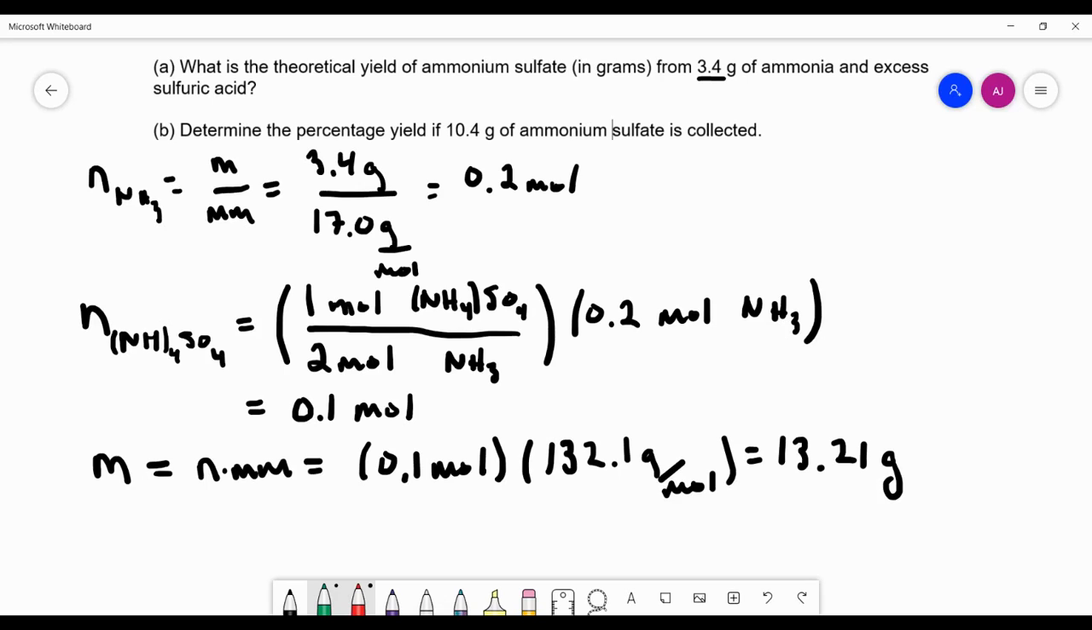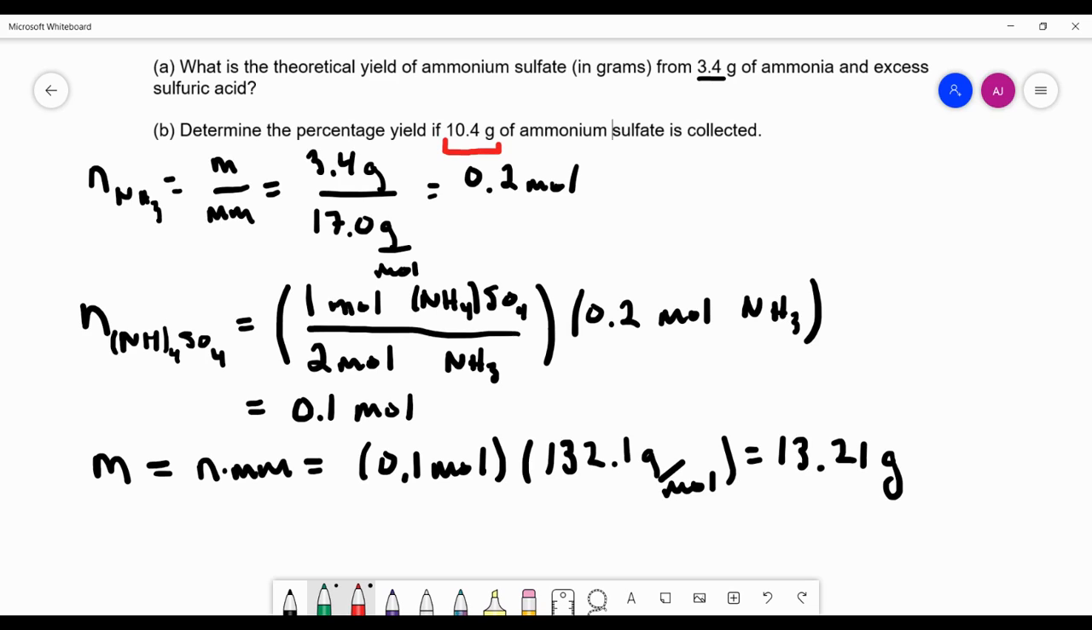Now that we've calculated the theoretical yield, let's find out the percentage yield. Question B gives us another mass of the product. This mass here is the actual yield. Theoretical yield is what should be produced on paper. The actual yield is the amount that experimentally we actually collect.